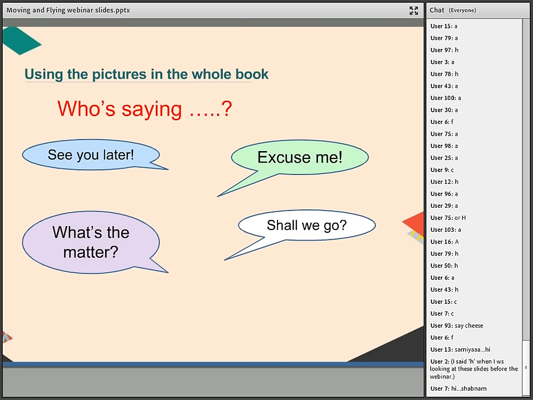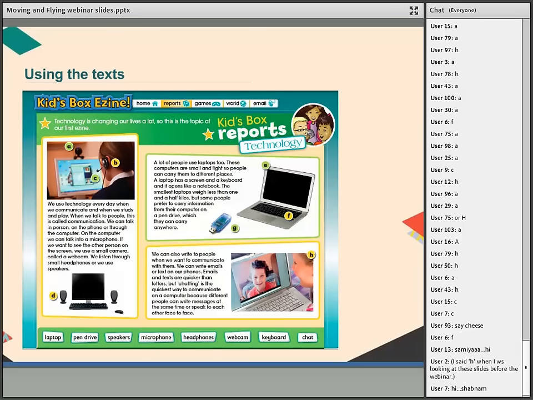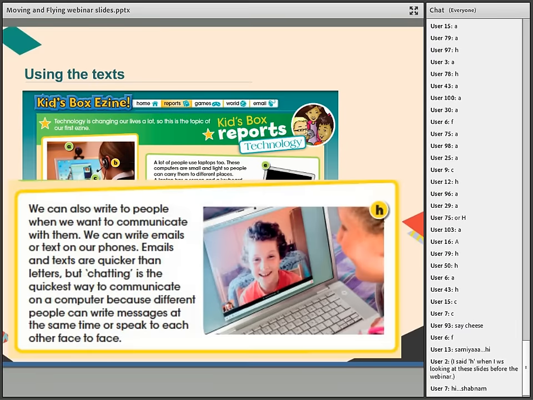Okay, so I've finished looking at activities to use with the pictures in the book. Now I'm going to move on to using texts from the book. So this text, or these texts, because there are 3 of them here, are from Kids Box, Pupils Book 6. This would be more suitable for our flyers candidates. And the text I'm going to look at first is this one, which is about emails.